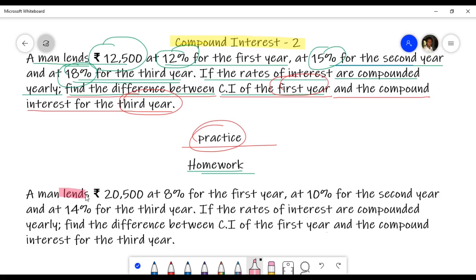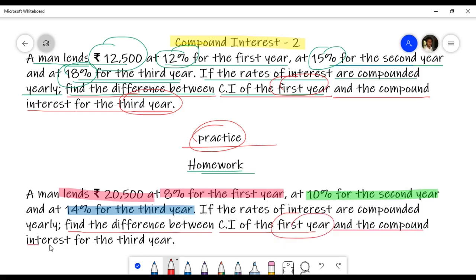A man lends 20,500 rupees at 8% for the first year, then at 10% for the second year, and 14% for the third year. Now, if the rates of interest are compounded yearly, what do you have to find? The difference between the compound interest of the first year and the compound interest for the third year.